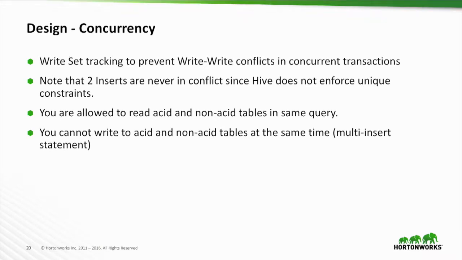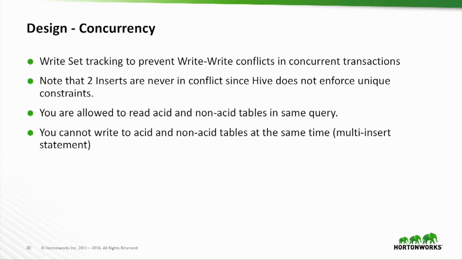What that means is that every transaction remembers some metadata about what kind of modifications it has performed, and at commit time, or right before commit, it compares that information with the same information that was saved by all other transactions that ran concurrently and have already committed. And if there is any overlap, then the current transaction cannot commit. It will be automatically aborted by the system. So that prevents things like the lost update problem, for example. In Hive at least, this only applies to update operations, because two inserts in Hive are never in conflict since it doesn't enforce unique constraints, at least so far.